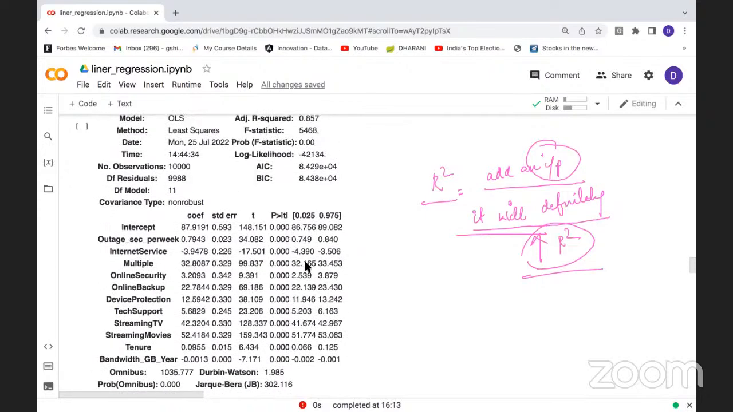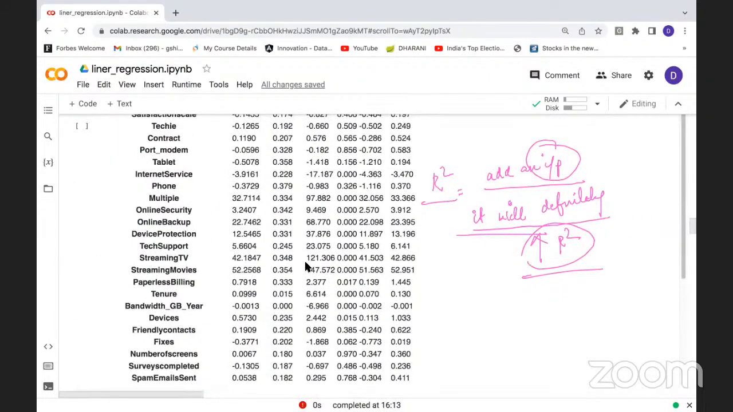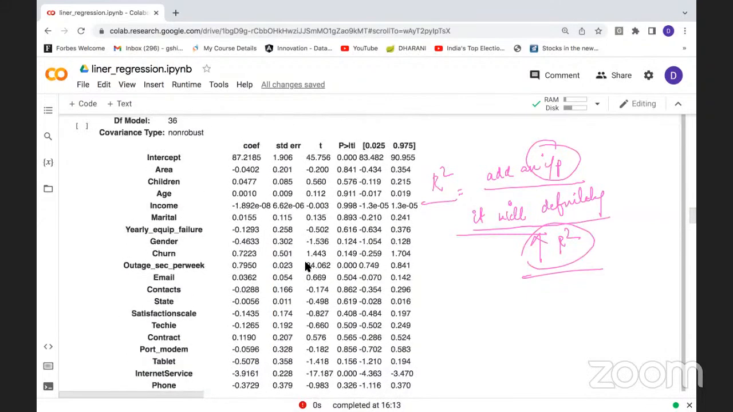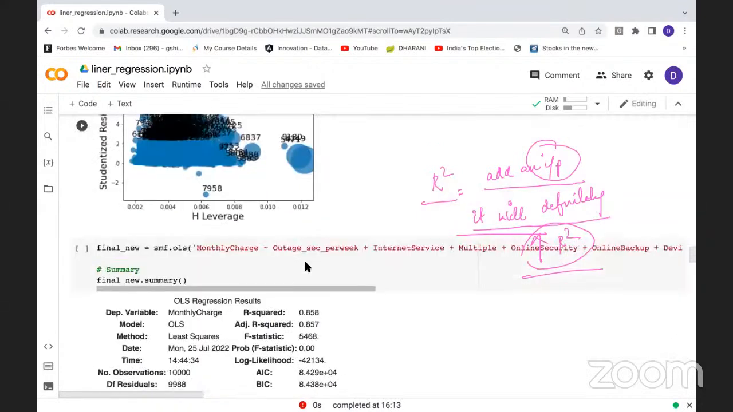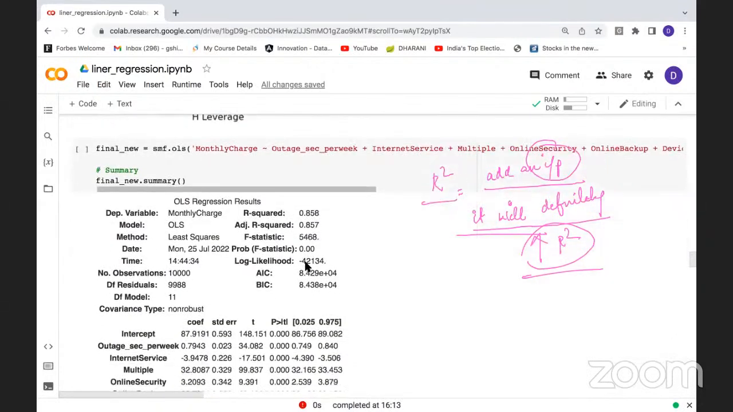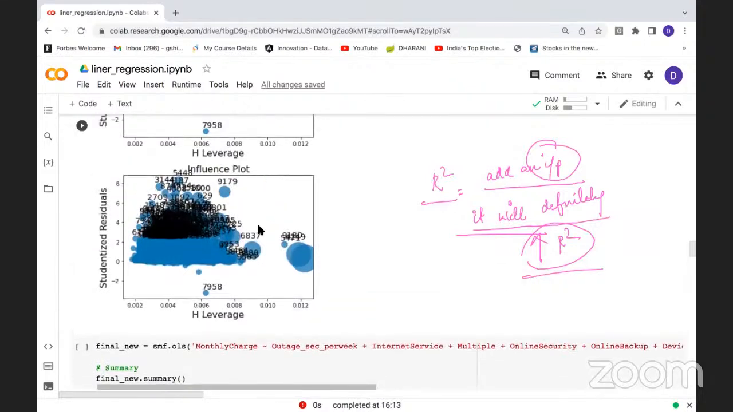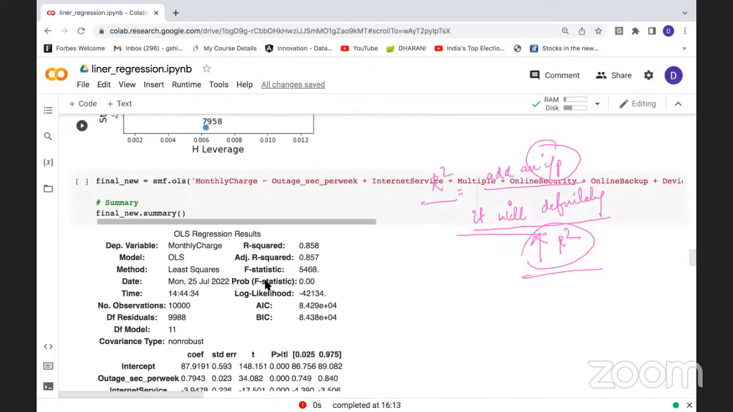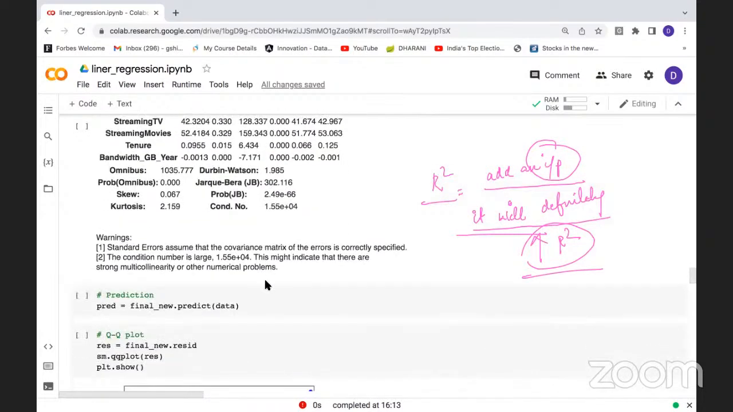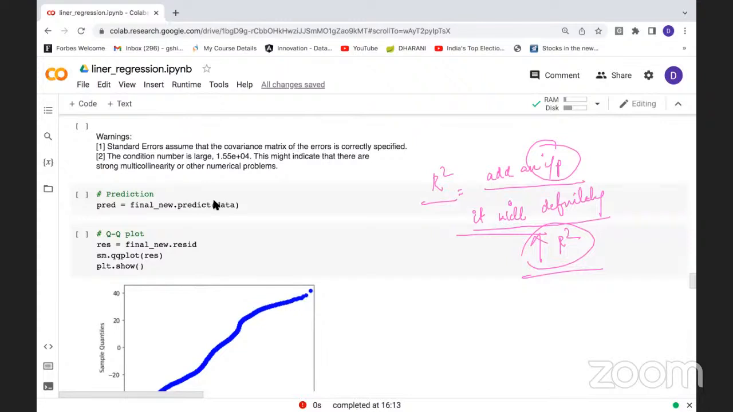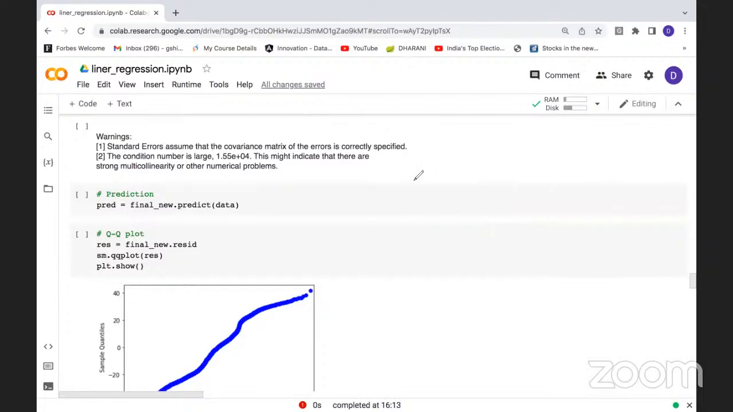These p-values are significant, and there are a few p-values which are not significant. Maybe they are not important, that is also one point. Or else we can remove these two data points, which are totally outstanding from the others, create a new data set, and build the model. So I got this model, which is the final. I take this model and do predictions. These predictions should give us errors.